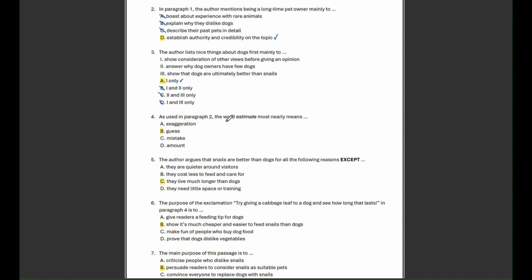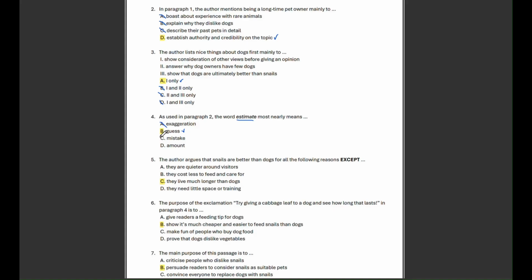Question 4. As used in paragraph 2, the word "estimate" most nearly means A. Exaggeration, B. Guess, C. Mistake, D. Amount. Correct answer, B. Guess.